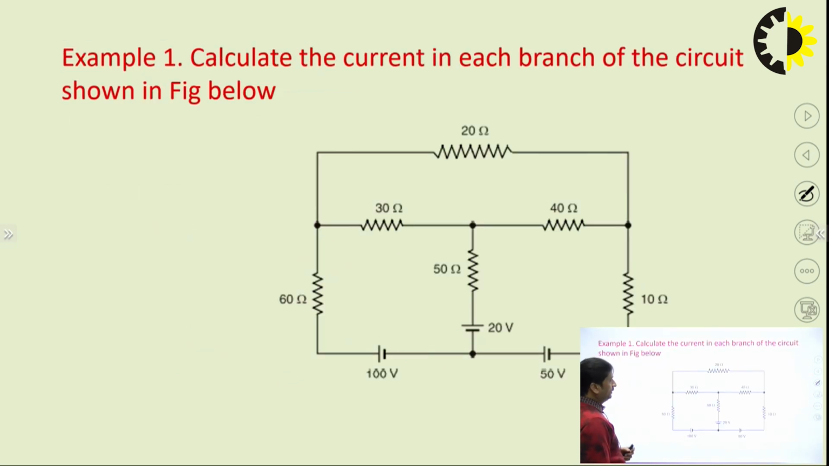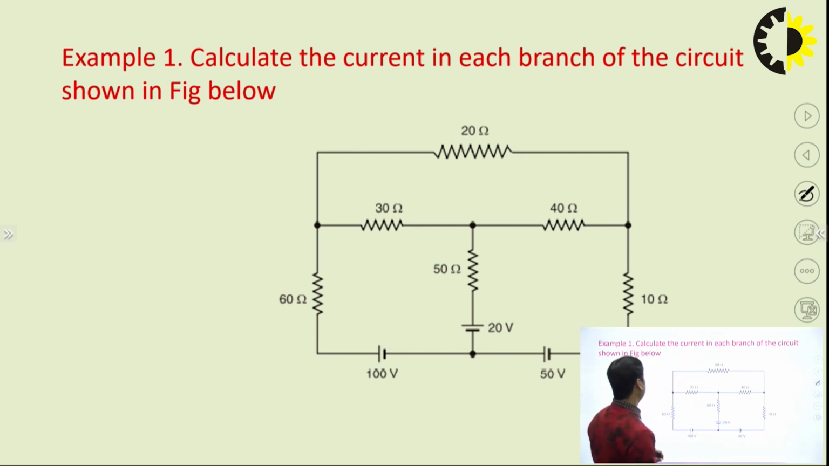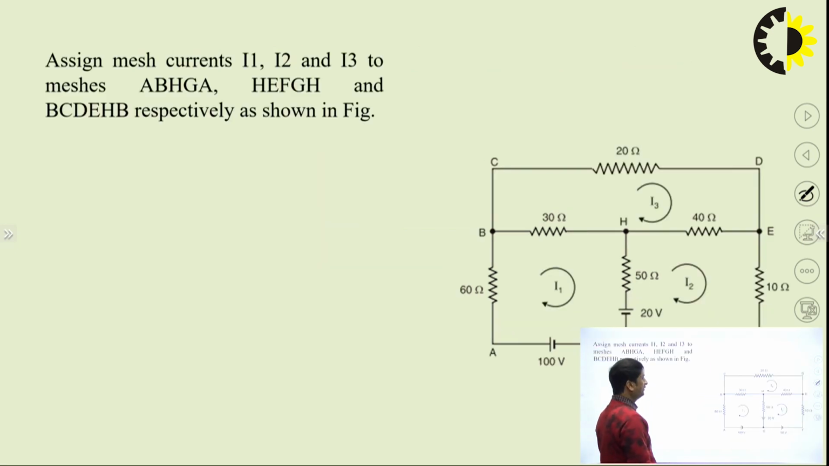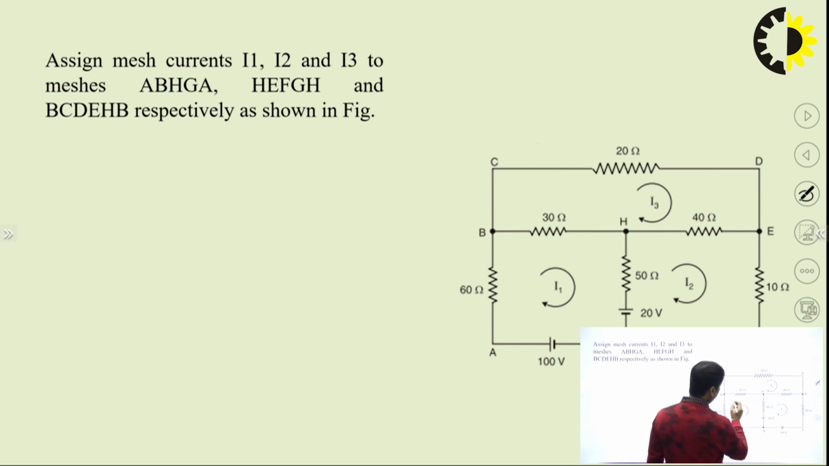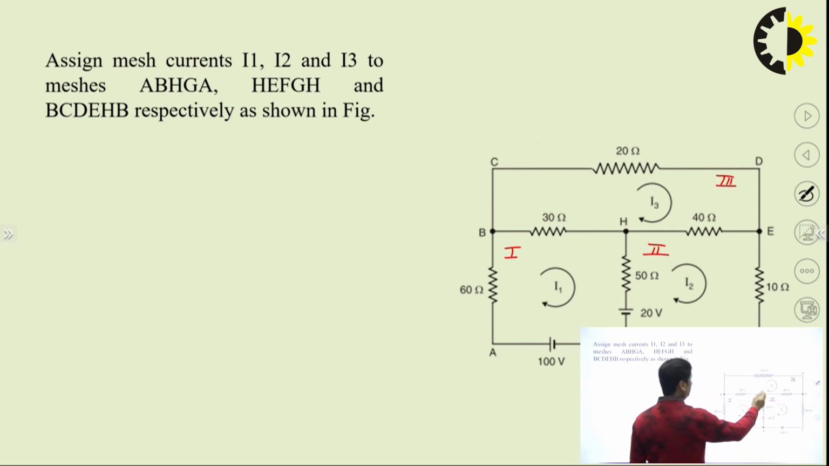Okay, now let us solve one numerical based on this mesh analysis. We take an example: calculate the current in each branch of the circuit shown. So we have to find the value of current in each branch in this particular circuit. Now in this circuit, we have 1, 2 and 3 meshes. So let us assume that this is mesh number 1, mesh number 2, and this is mesh number 3.